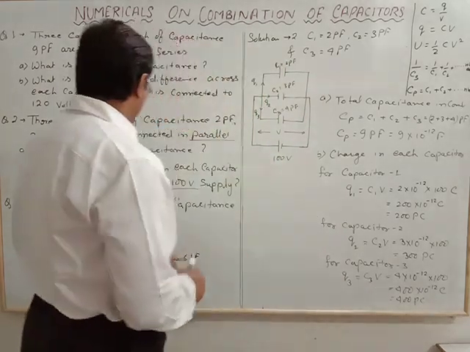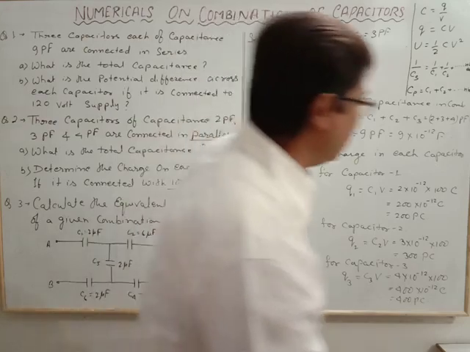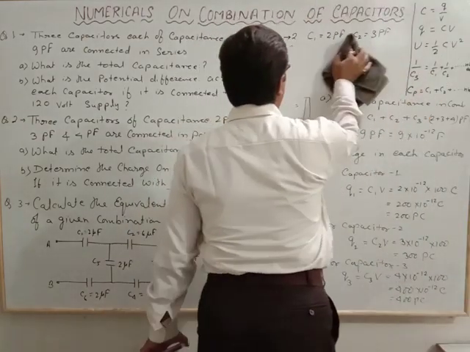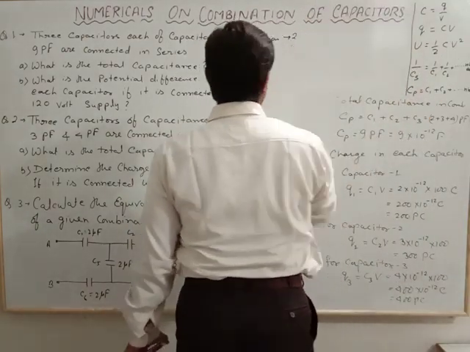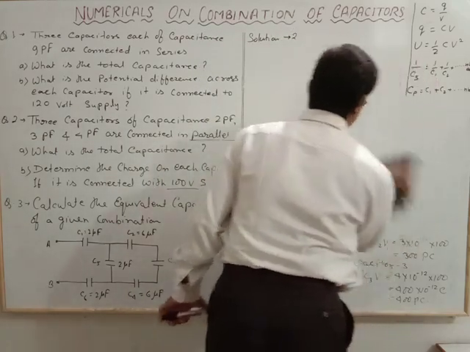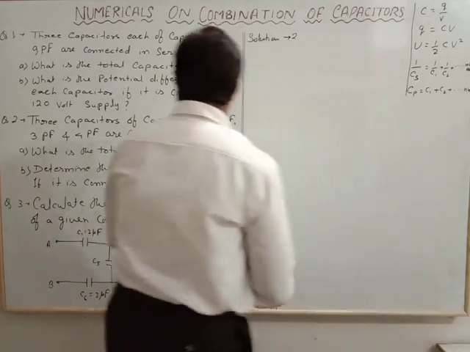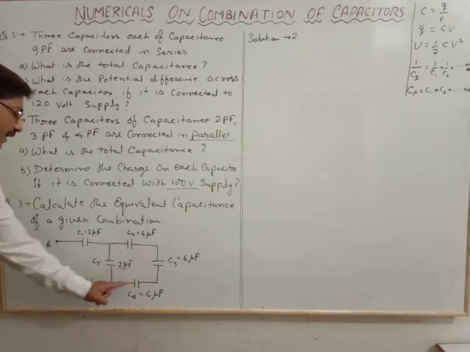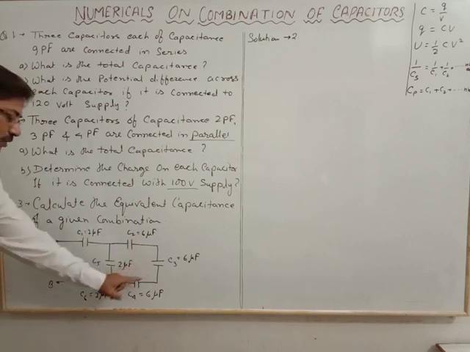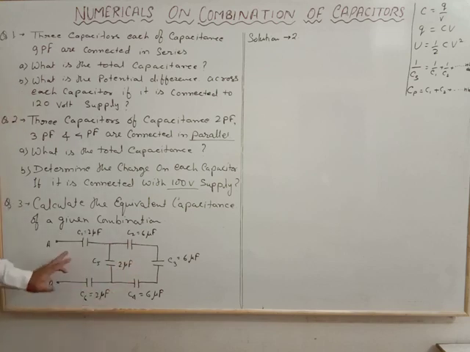Now the third problem is to calculate the equivalent capacitance of a given combination. So the combination is given here. Now we see the solution of the third one. Six capacitors are connected to a circuit, and the six capacitors have different values: C1, C2, C3 in particular.